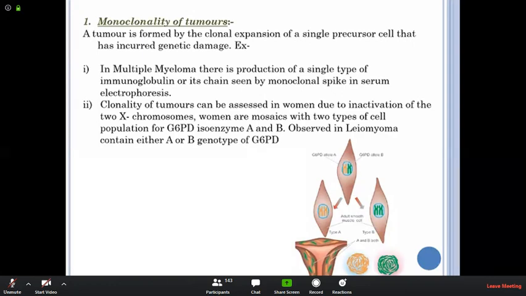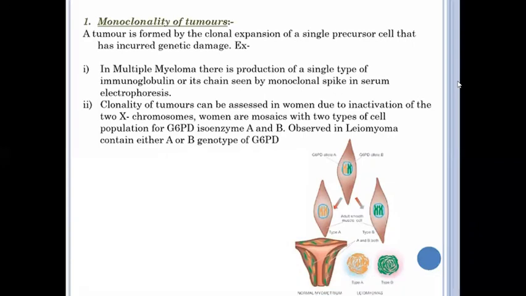Here, the diagram showing one of the muscle fibers that contains two types of alleles: the G6PD allele A, which is in orange color, and G6PD allele B, that is in green color. When development occurs, it will divide by mitosis and form two types of muscle fiber. One contains G6PD allele A, and one contains G6PD allele B dominantly. So here those two types of fibers are type A and type B.